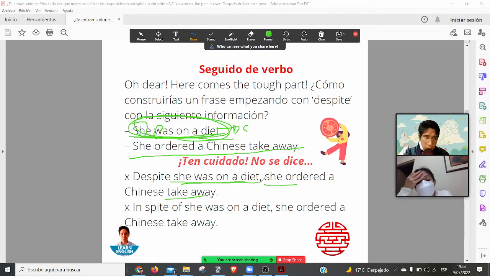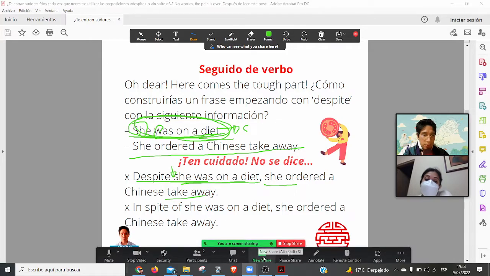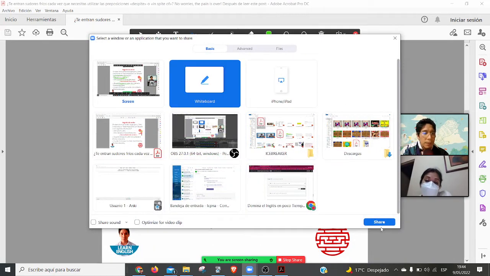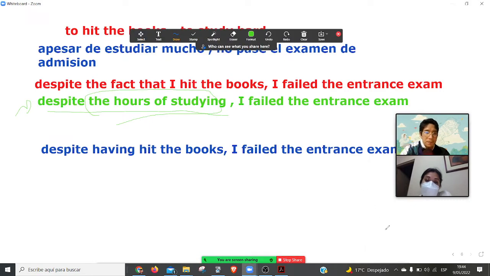I don't understand the word. ¿Cuál no entendiste? ¿Qué tienes que poner? Sí, no entiendo. ¿Qué se tiene que poner? Porque para ti tiene sentido. Yes.